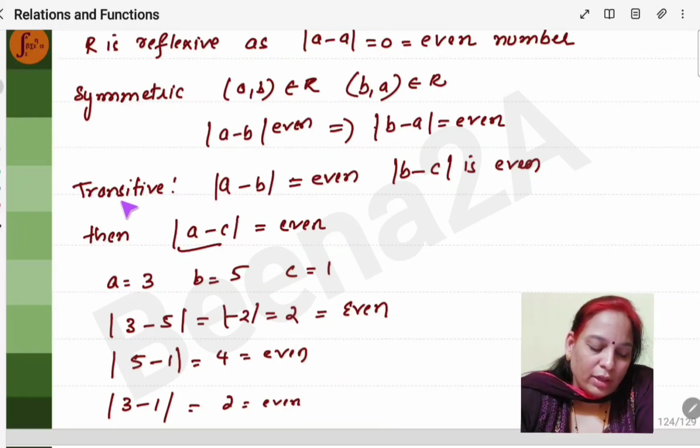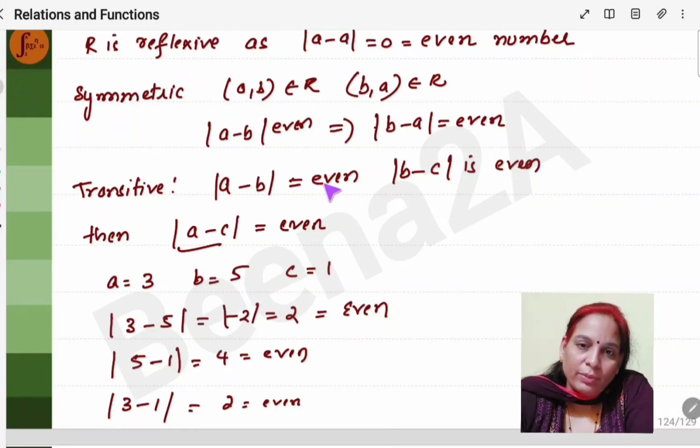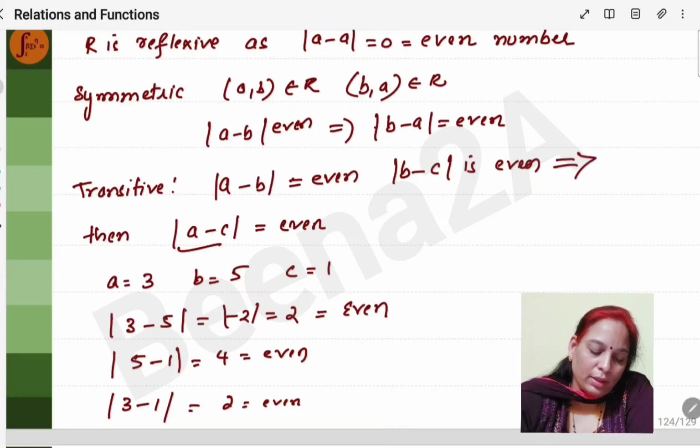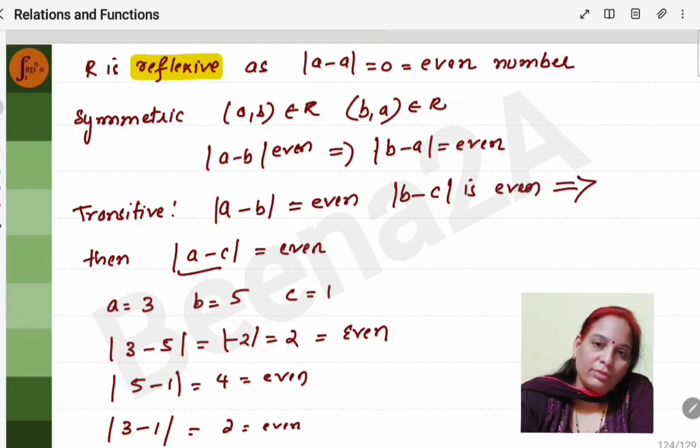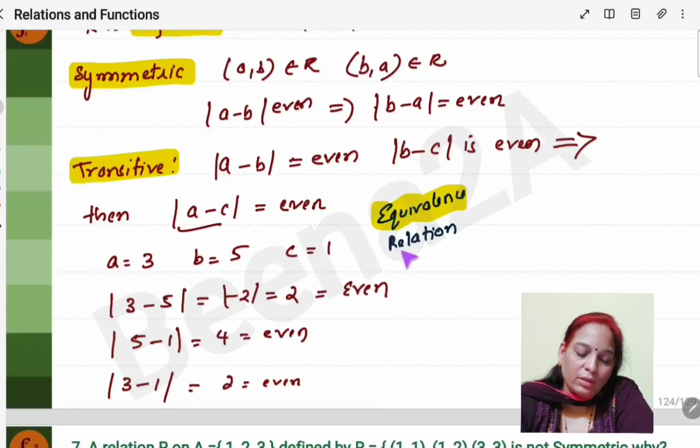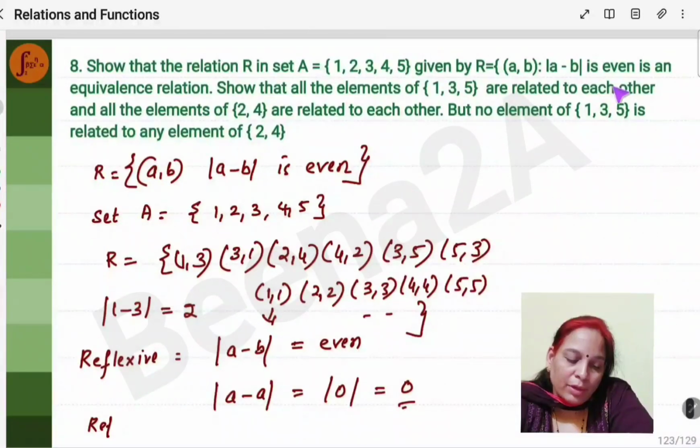So we can write R is transitive because modulus of A minus B is even and modulus of B minus C is even, implies that modulus of A minus C is also even, right? Since R is reflexive, R is symmetric and R is transitive, we can call it an equivalence relation. Now what is the second part of the problem?